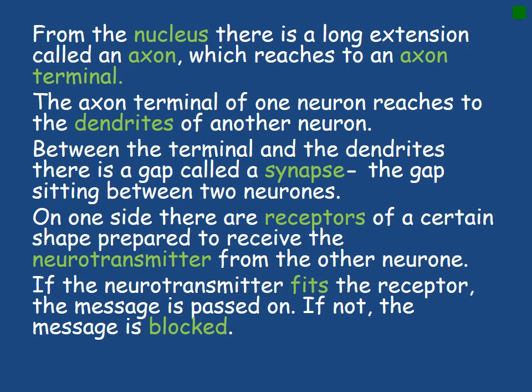Now, on one side, from the postsynaptic cell, are receptors of a certain shape that are prepared to receive the neurotransmitter once it's been released across the synaptic gap from the presynaptic cell. The neurotransmitter will only be absorbed if it fits specifically into the receptor site.